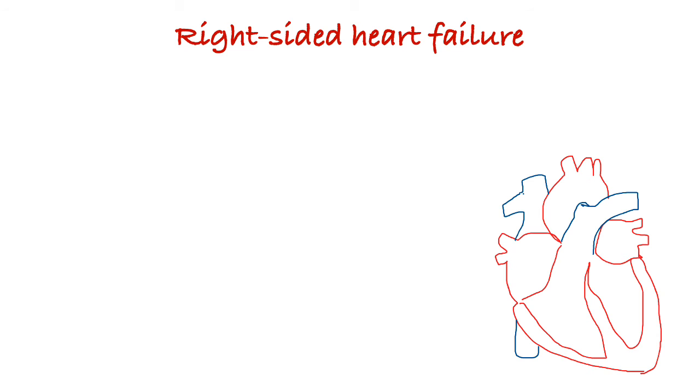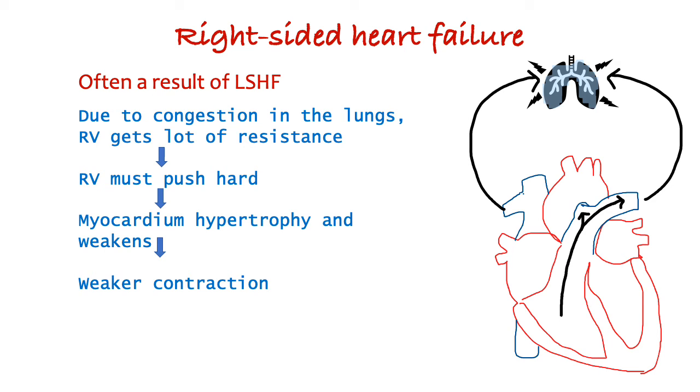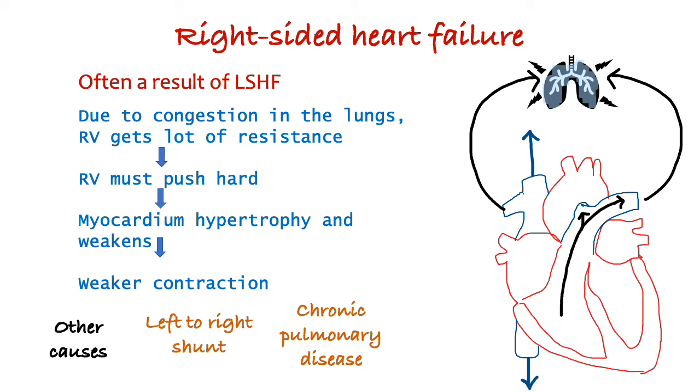Right-sided heart failure is often a result of left-sided heart failure. Pulmonary congestion caused by left-sided heart failure results in increased pressure inside the lungs. The right ventricle now has to push harder for the blood to get ejected into the lungs. This weakens the right ventricle and it cannot empty fully, causing congestion in the venous system. Isolated right-sided heart failure can also occur due to conditions such as left-to-right cardiac shunt or in a patient who has chronic pulmonary disease.